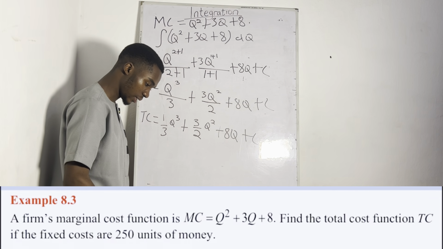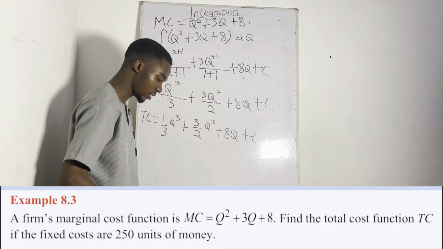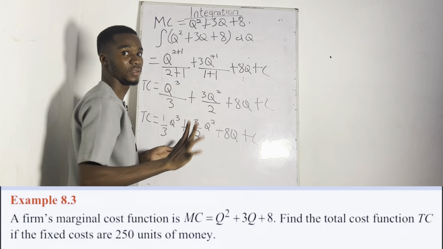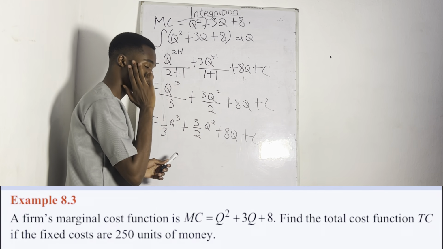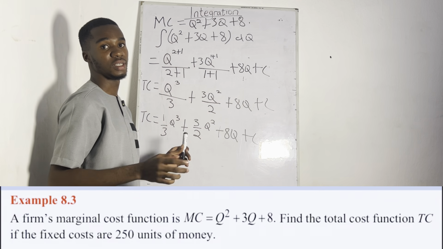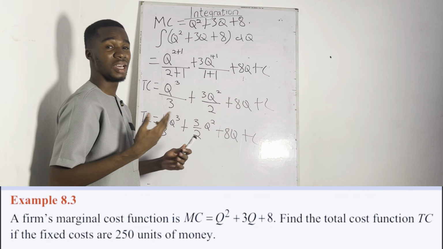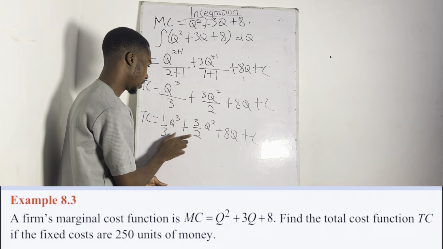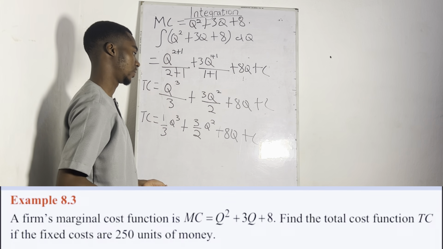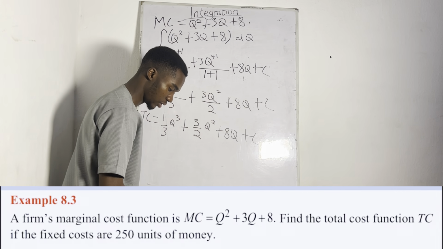But then the question said, find the total cost function, which is what you've already done, but the fixed costs are 250 units of money. I said the fixed cost is the C here. The C is fixed. It doesn't go anywhere. So always put in your mind, the fixed cost is the C that is here. In some books, you see K as the same thing. So you can decide to use any letter you want, but it can't be the same as the variable, so maybe plus D, E, or whatever. That fixed value here is the fixed cost in the question, which is 250.